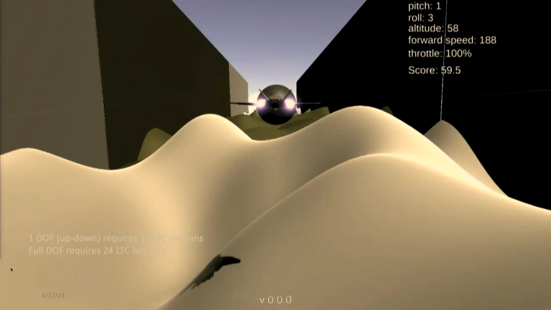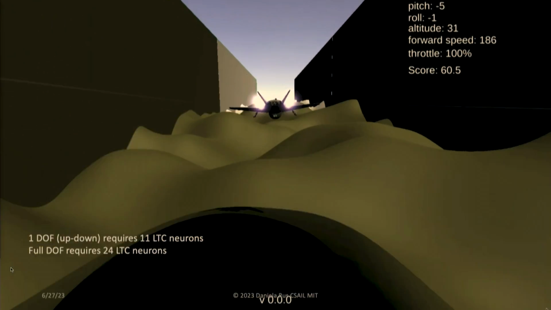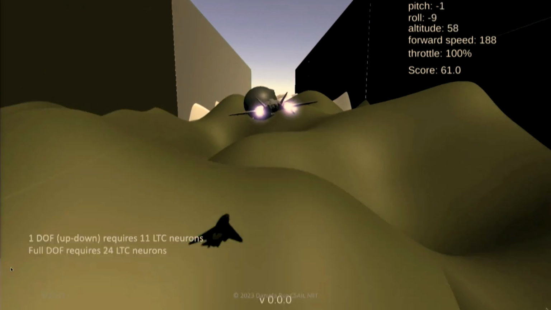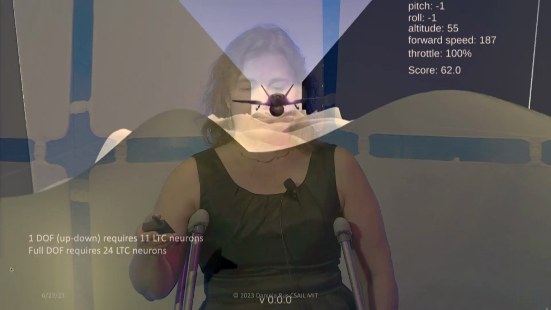We can apply liquid networks to many other applications. Here is a solution consisting of 11 neurons. And this is driving a plane in a canyon of unknown geometry. The plane has to hit these points at unknown locations. And it's really extraordinary that all you need is 11 artificial neurons, liquid network neurons, in order to solve this problem. So how did we accomplish this?